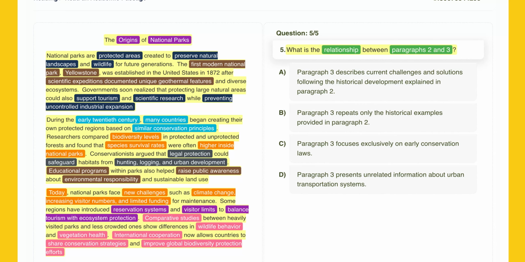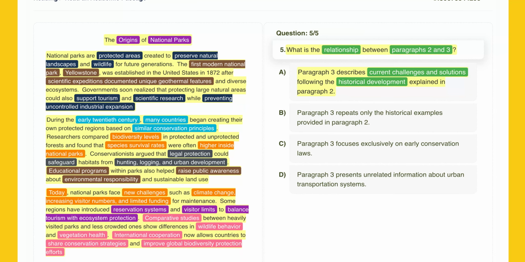Let's take a closer look at option A. Paragraph 3 describes current challenges and solutions following the historical development explained in paragraph 2. Option A states that paragraph 3 describes current challenges and solutions following the historical development in paragraph 2. This perfectly matches our analysis. Paragraph 2 is about the past, principles, and paragraph 3 is about today's issues like climate change and funding. Therefore, this is correct.